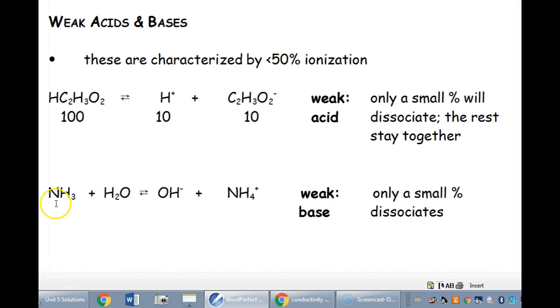Same goes with ammonia. I don't know what the percent dissociation is for ammonia. That's something that we could look up. But suffice it to say that it must be less than 50%, otherwise it would not fall into the category of being a weak base. So weak bases, just like weak acids, undergo less than 50% ionization.